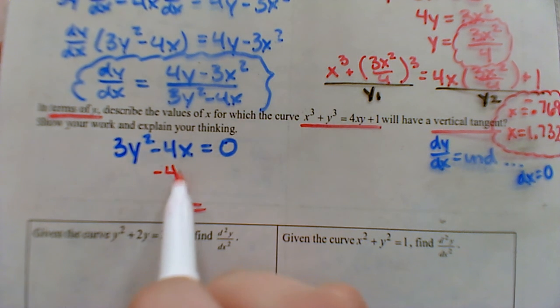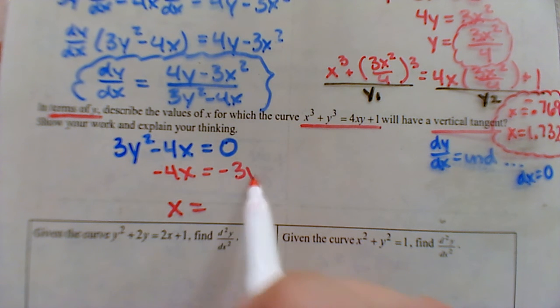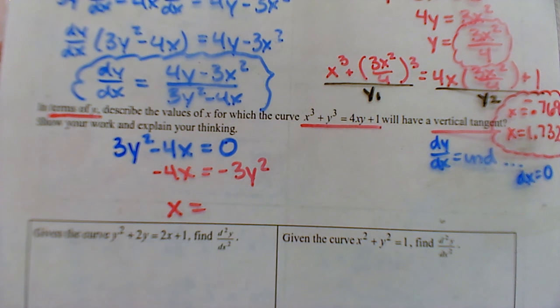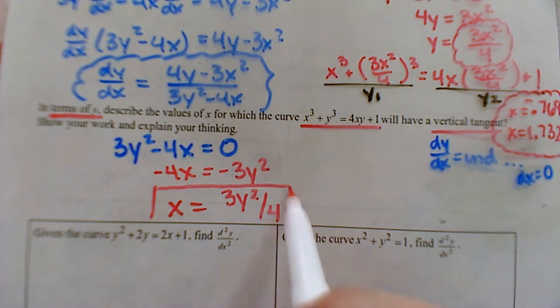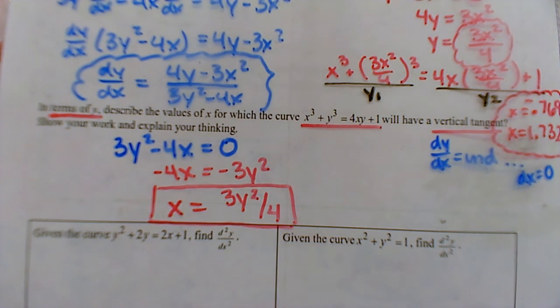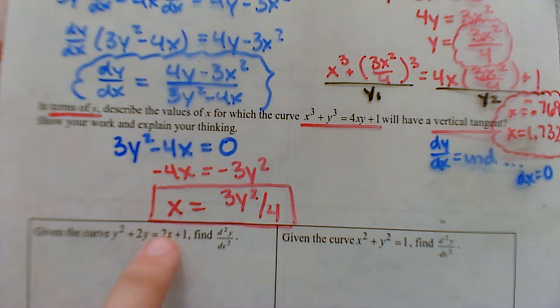We can simply subtract the 3y squared over, and then divide the -4. So we'd have 3y squared over 4. There's a description. Okay, you're describing every x value to be 3 times the value of y squared all over 4. Okay, it's some way of determining, or for lack of a better word, describing what these x values are. Okay, in terms of y, we have a y left over.